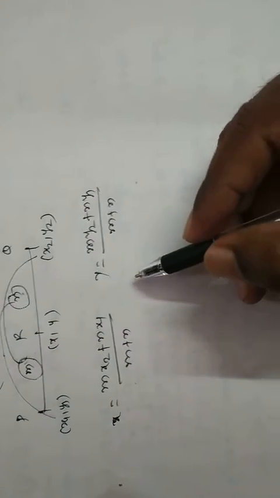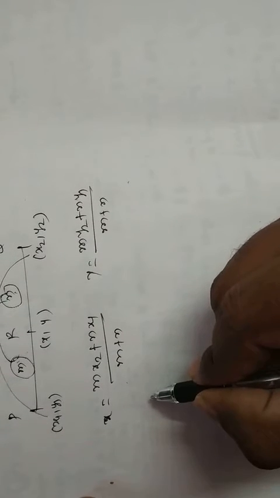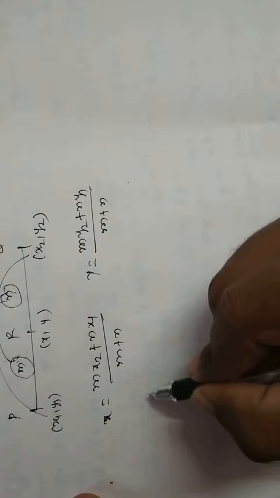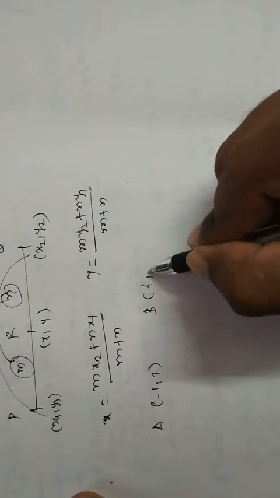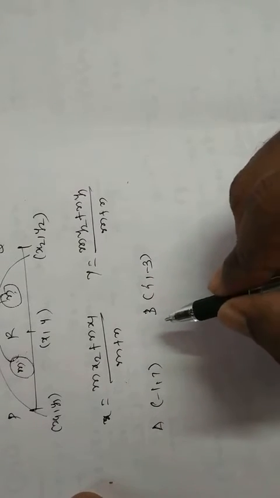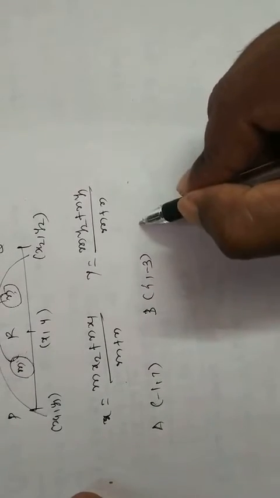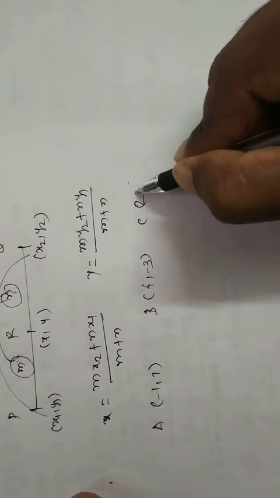Now let me take a simple example to understand it in example form. Let the example be: A is (minus 1, 7), and B is (4, minus 3). Then suppose C divides AB in the ratio 2 is to 3.